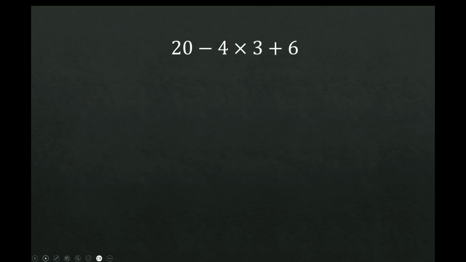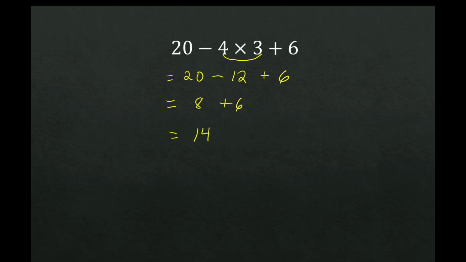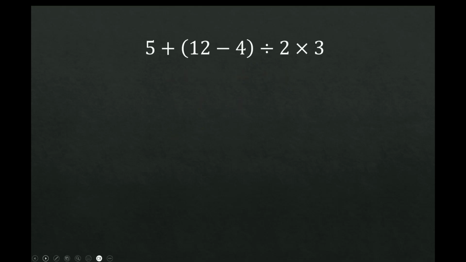So let's jump right into our first problem here. We've got 20 minus 4 times 3 plus 6. Order of operations tells us to do the multiplication first, so we'll have 12 there. And so we'll get 20 minus 12 plus 6. Now we have addition and subtraction left. We're going to do those from left to right. 20 minus 12 is 8. And then 8 plus 6 is 14. So that would be the answer to that problem.